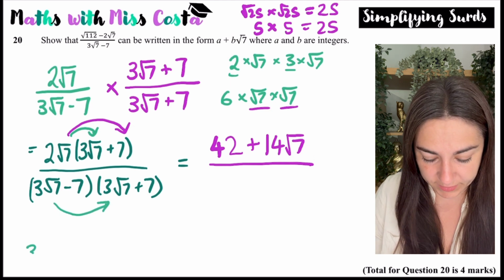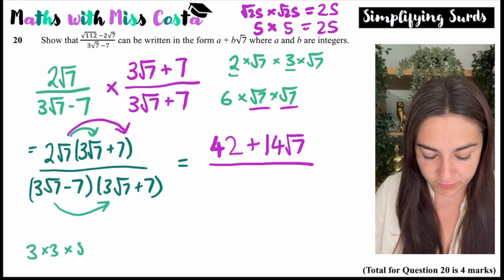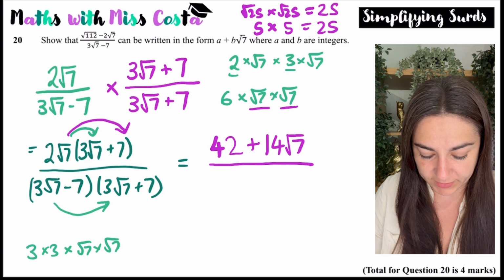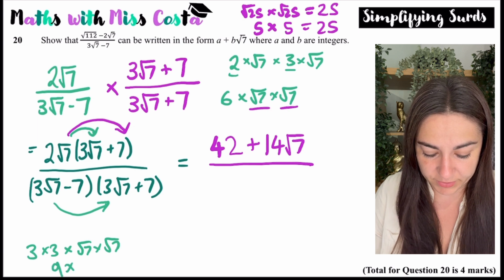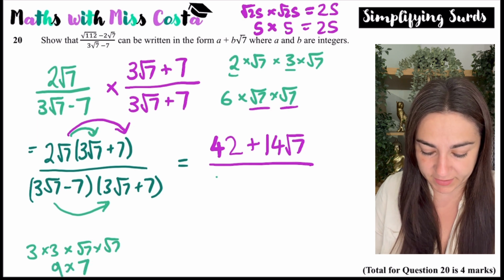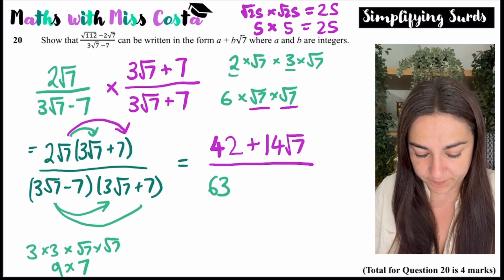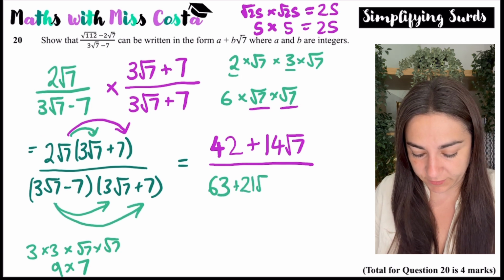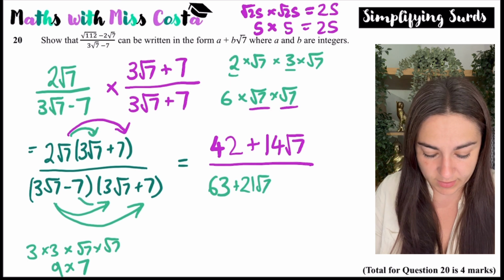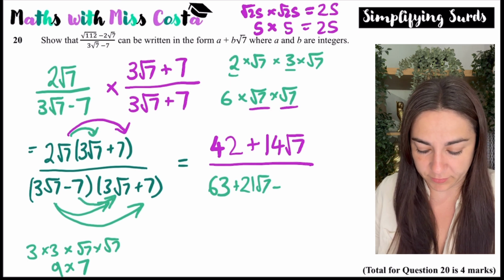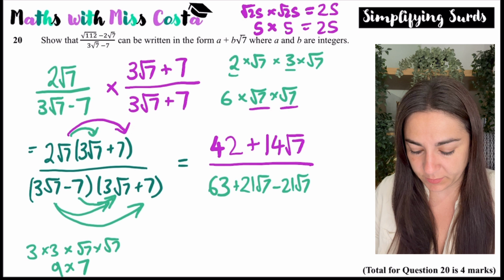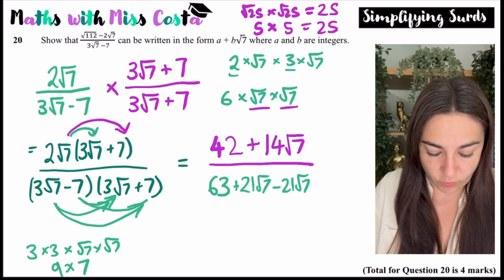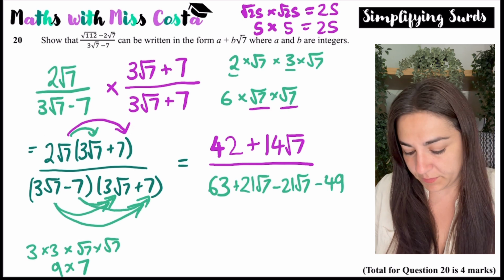So 3 root 7 times 3 root 7. So remember, you do 3 times 3 times root 7 times root 7. 3 times 3 is 9. Root 7 times root 7 is going to become 7. So that would be 63. 3 root 7 times by 7 is going to give you 21 root 7. And minus 7 times by 3 root 7 is going to give you minus 21 root 7. Then we've got minus 7 times 7, which is minus 49.